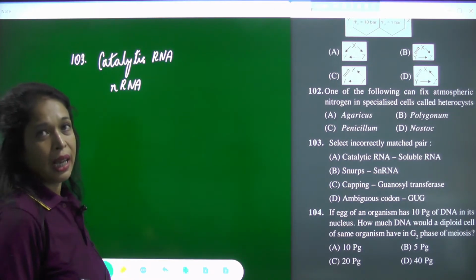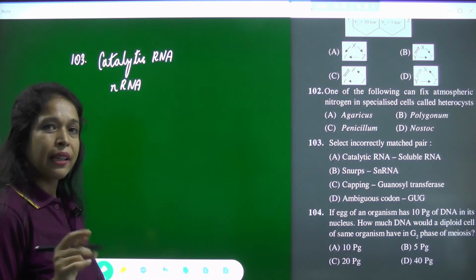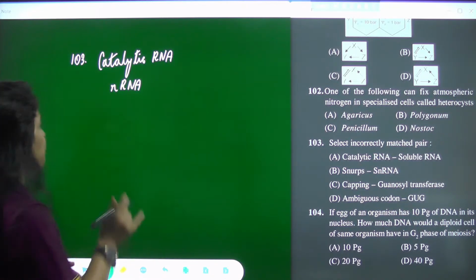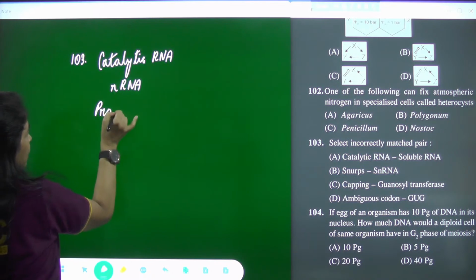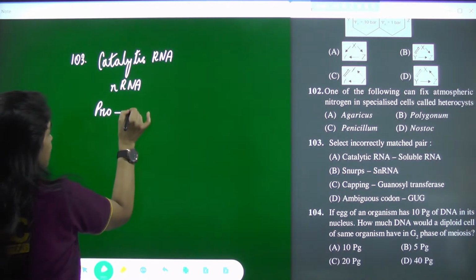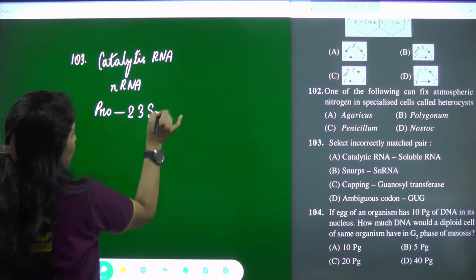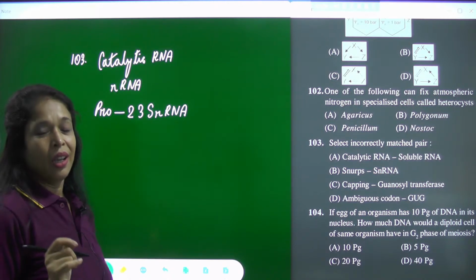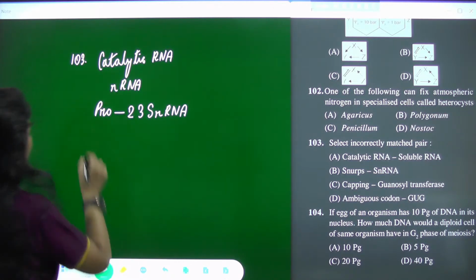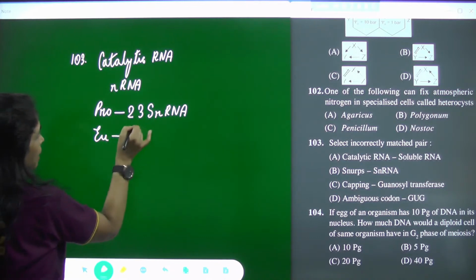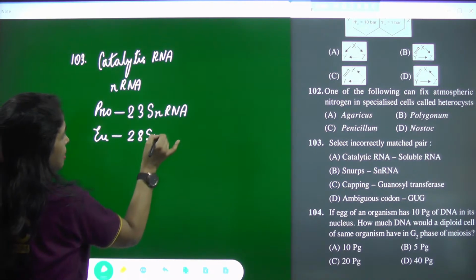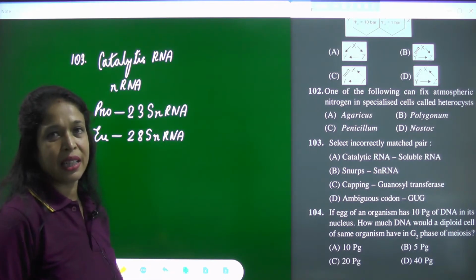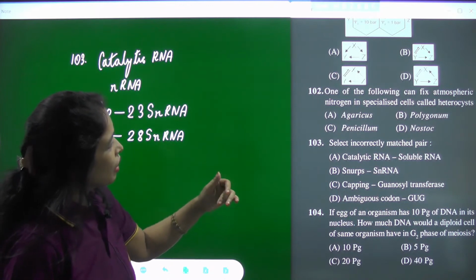right? Ribosomal RNA. In the case of prokaryotic cells, you studied that in bacteria, the catalytic rRNA is which one? In prokaryotes, the catalytic rRNA is 23S ribosomal RNA, right? Present in the 50S larger subunit of the ribosome. Then in eukaryotes, the catalytic RNA is 28S, which is again present in the larger subunit of the ribosome, that is 60S. Fine. So what is the given combination?